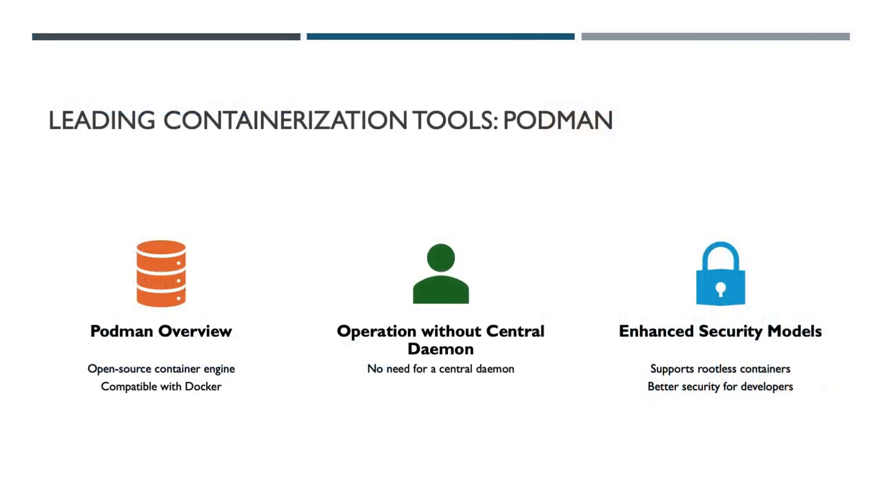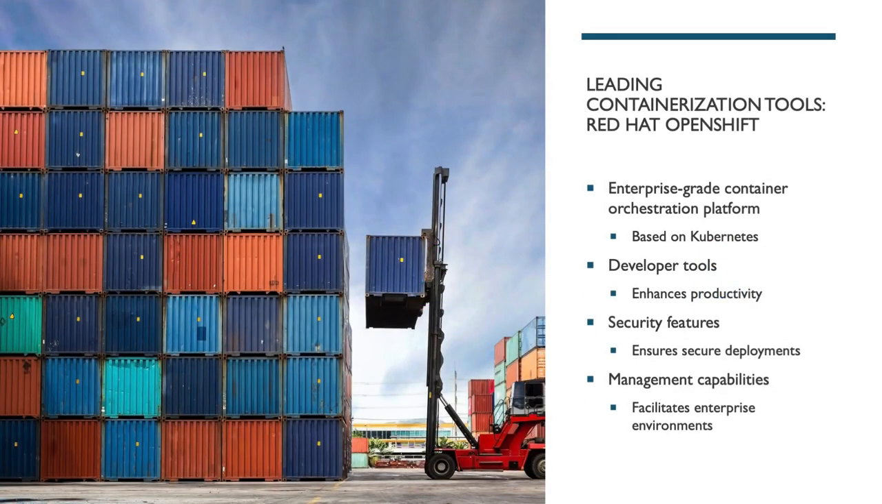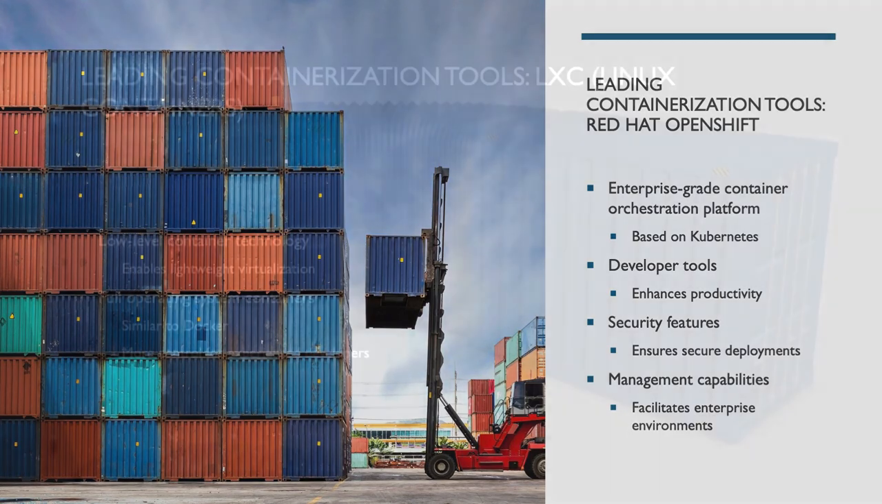Podman is an open-source container engine compatible with Docker. It operates without a central daemon and offers enhanced security models, such as rootless containers, making it a secure option for developers. Red Hat OpenShift is an enterprise-grade container orchestration platform based on Kubernetes. It includes developer tools, security features, and management capabilities, making it ideal for enterprise environments.